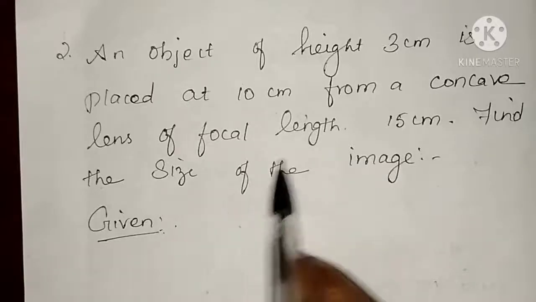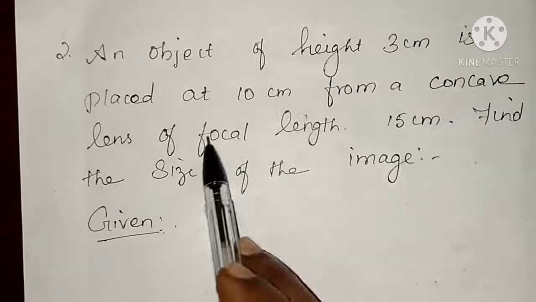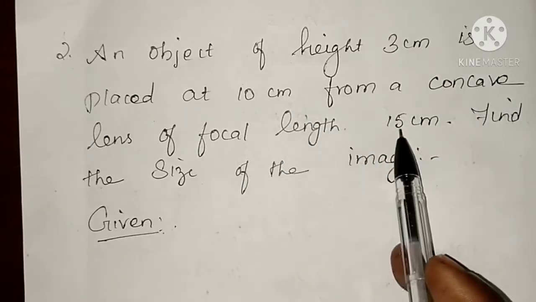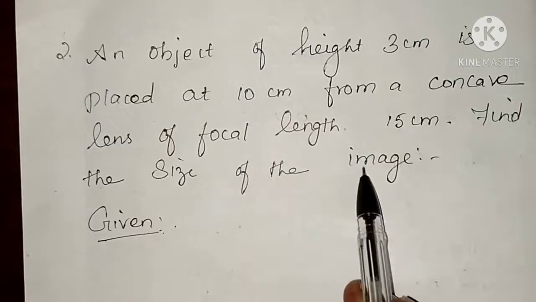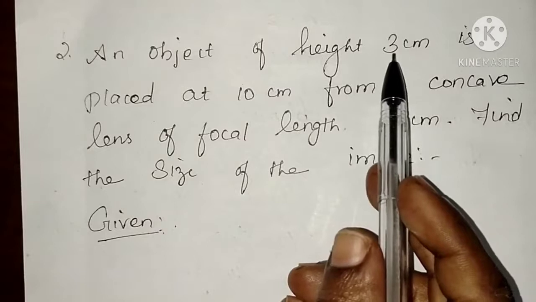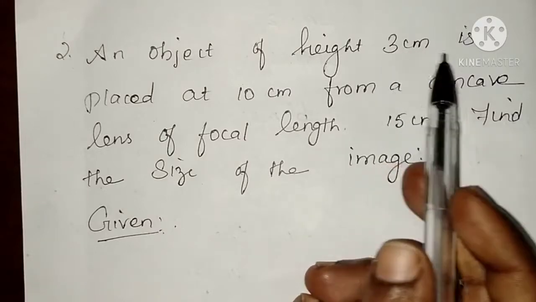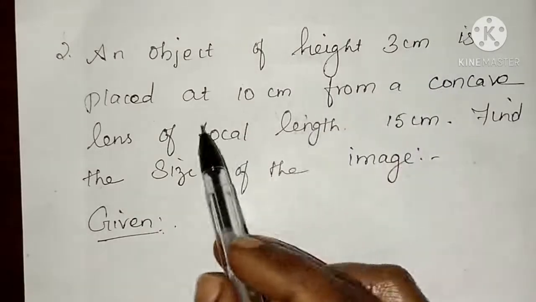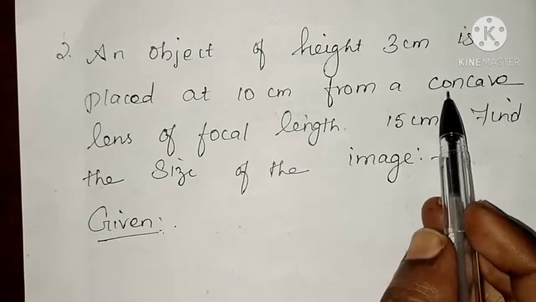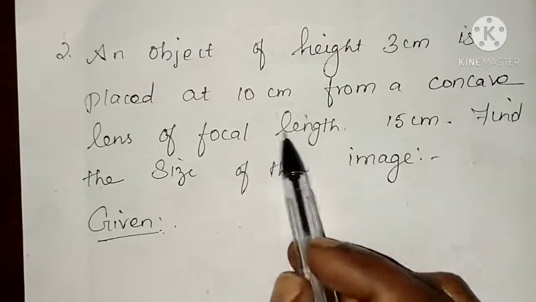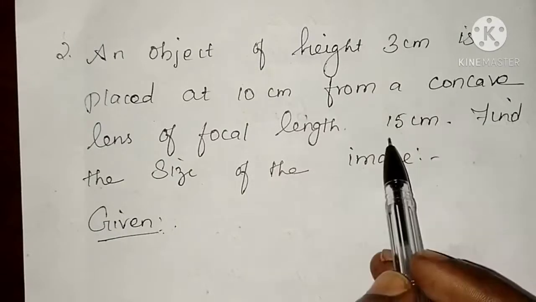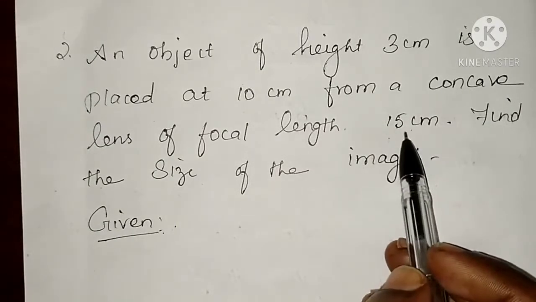Second problem: an object of height 3 cm is placed at 10 cm from a concave lens of focal length 15 cm. Find the size of the image. Height of the object they have given: size of the object is 3 cm. Object distance, what did they give? 10 cm. It is a concave lens, so for a concave lens you have to take the focal length as negative. Convex lens focal length is positive. Concave lens focal length is negative. So f is equal to minus 15.